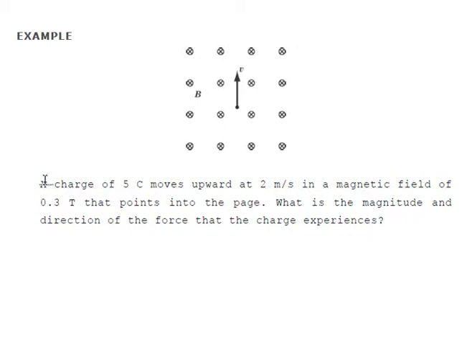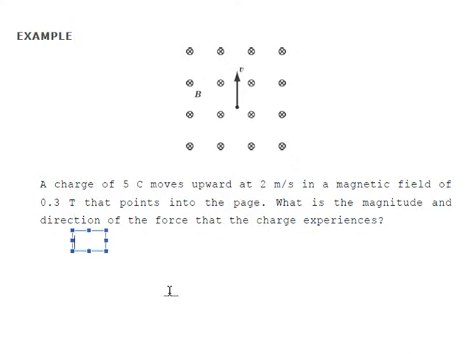Alright, quick example. We have a charge, this little dot right here, of 5 coulombs that moves upward towards the top of the page at 2 meters per second, and it's in a magnetic field of 0.3 Tesla that points down into the page. So we're starting to add a third dimension here. So what is the magnitude and direction of the force that the charge is going to experience?